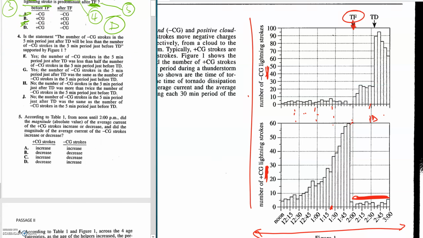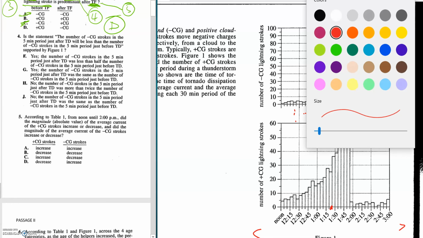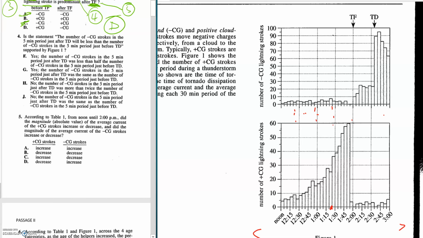In the statement, the number of negative CG strokes in the 5-minute period after TD will be less than. All right, so the 5-minute period, we need figure 1. Okay, so that's going to be step 1. I'm just looking at where we have to look. That's always going to be step 1: find the figure, the graph, whatever. Then after that, we have to find negative CG in the 5-minute period just after TD.